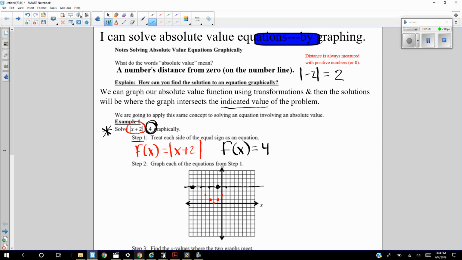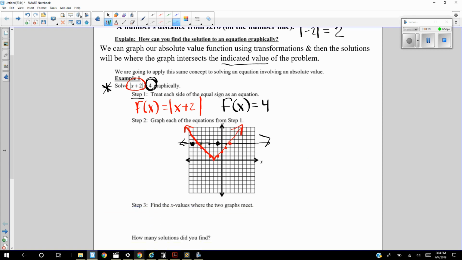You'll notice this is the reason I did not connect the dots from the absolute value graph yet, because our goal is to find out where this graph intersects the indicated value of y equals 4. And if we continue just a little bit more with this graph, we will see where they intersect. So there's our graph.